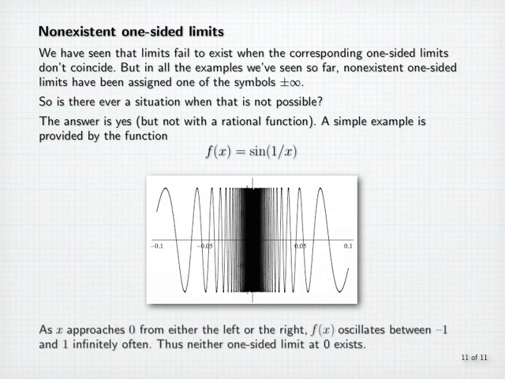essentially like this. As x approaches 0 from either the left or the right, f of x oscillates between minus 1 and 1 infinitely often, thus neither one-sided limit at 0 can exist. Moreover, since the function values are bounded between minus 1 and 1, it makes no sense to say that either of the one-sided limits is plus or minus infinity.